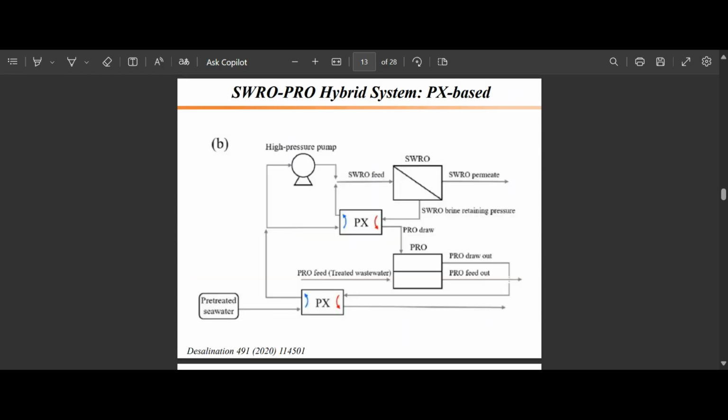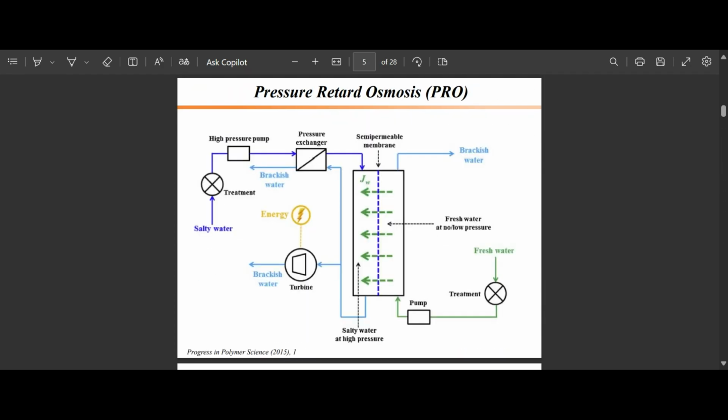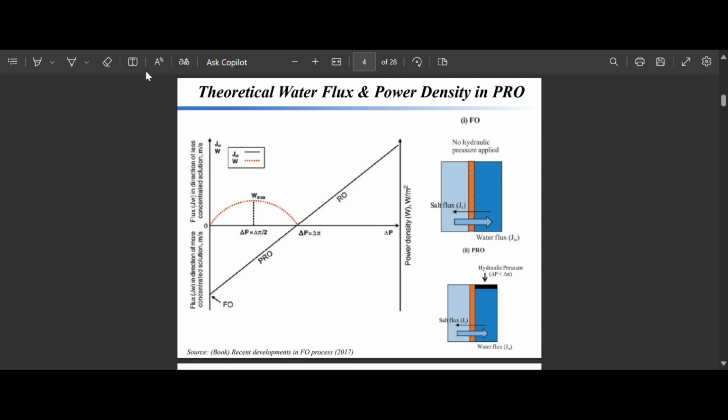So X is external pressure. Y is flux. Without any external pressure, we get flux. Negative or positive is only the direction difference. We can put it in any position, but the important point here is that without any extra pressure, we get the water flux. This is FO. No extra pressure applied, but we get flux. This is FO. Everybody agree?